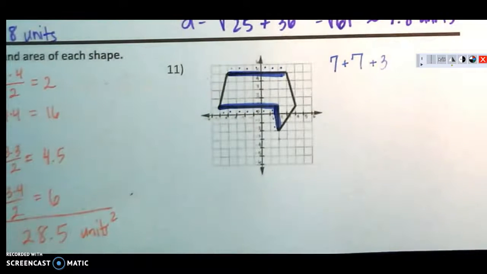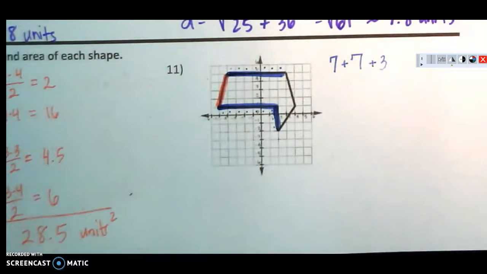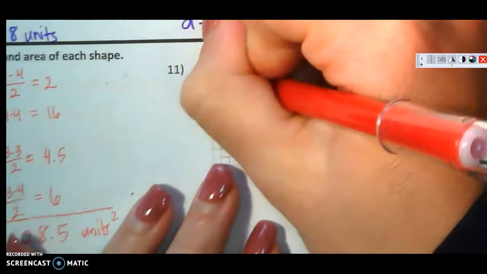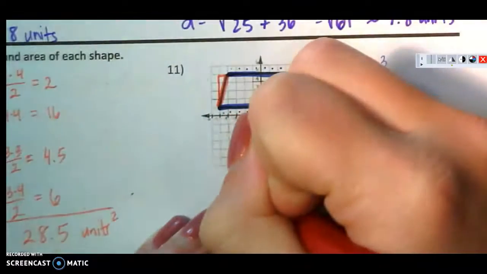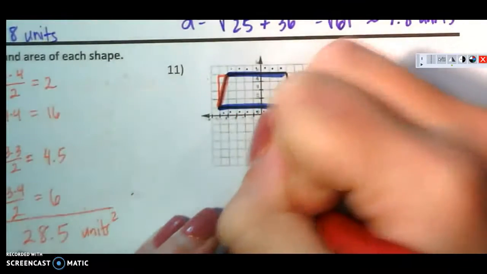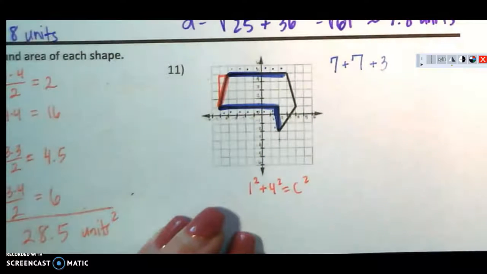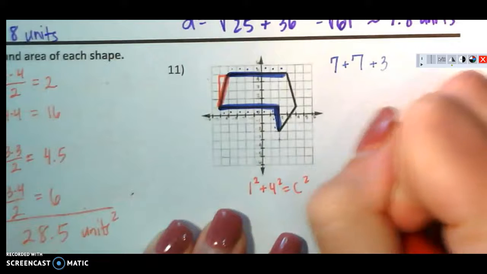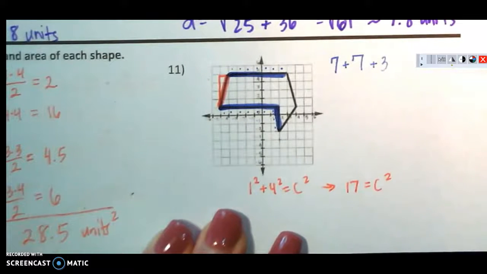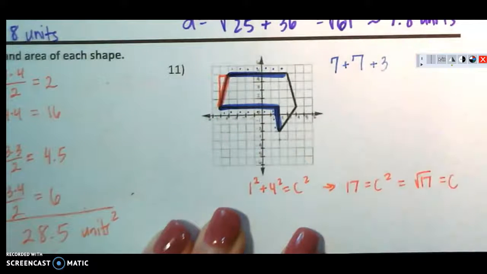Okay, now we're going to move on to those diagonal distances. To find that diagonal distance, I like to form a right triangle and basically use the Pythagorean theorem. Leg squared plus leg squared is going to be that hypotenuse squared. So we have 1 squared plus 1, 2, 3, 4 squared equals the hypotenuse squared. So 1 squared is 1, 4 squared is 16, 1 plus 16 is 17. And then to solve for C, you're just going to take the square root of both sides. So that's going to be the square root of 17 equals this diagonal.